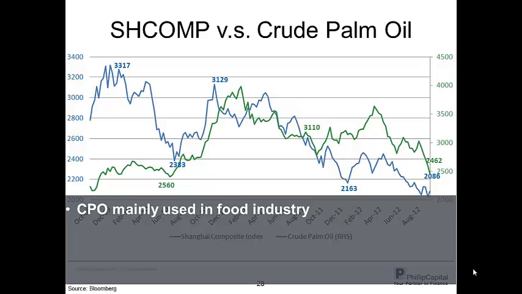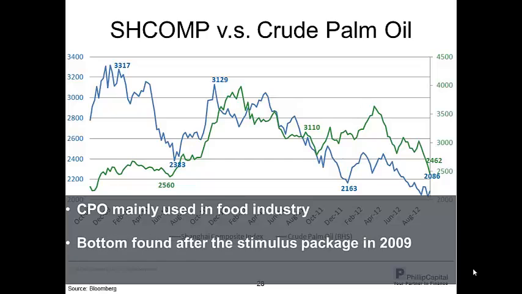Asia, especially China, is currently the dominant user of crude palm oil. Up to 75% of crude palm oil production ends up in the food industry, being used in cooking oil and margarine. The other 25% is used in shampoos, animal feeds, cosmetics, and as a biodiesel component.